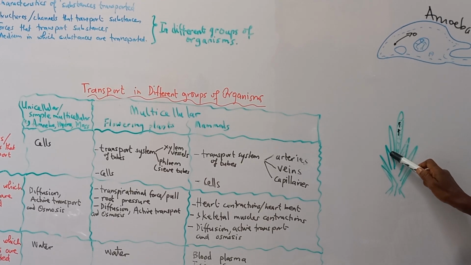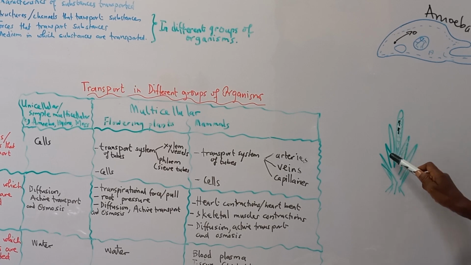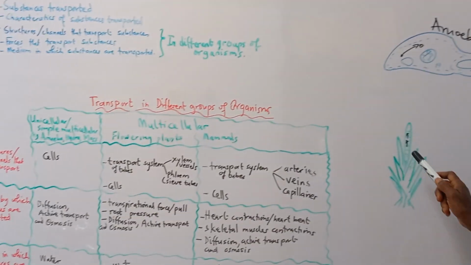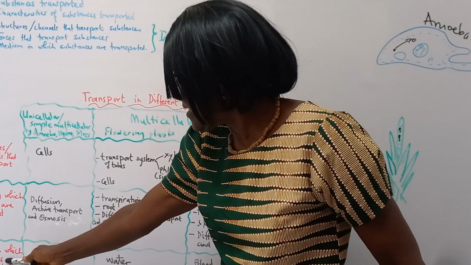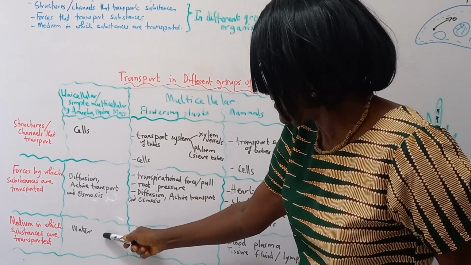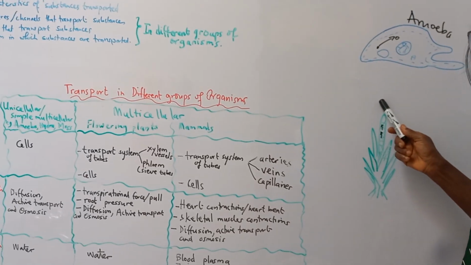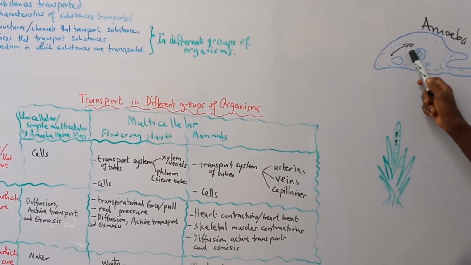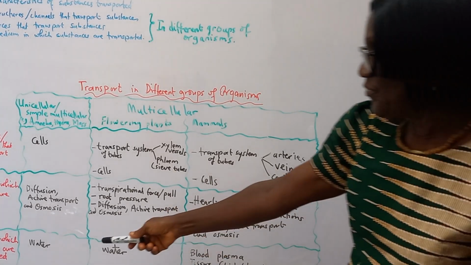And in mosses, or simple multicellular ones made up of cells, the same processes, diffusion, active transport, and osmosis, are the forces that move substances around. The medium in which substances are transported in these unicellular or simple multicellular organisms is water. Nutrients, food substances, metabolic waste, and other substances are dissolved in water and move from one point to another. So the medium is water.